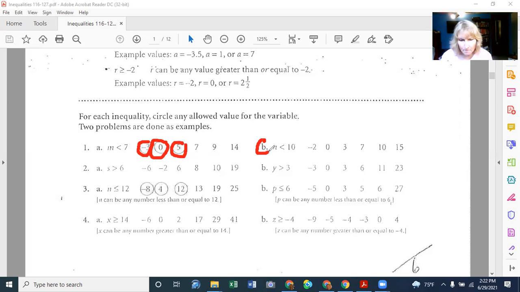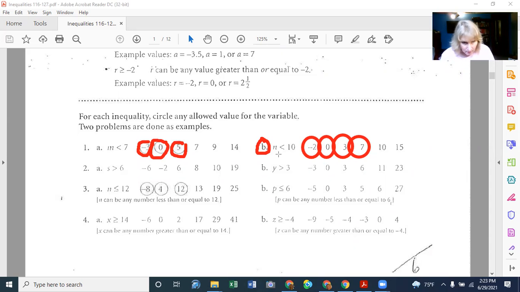Look at letter B here. We have N is less than 10. Again, the open mouth is eating the bigger number, the 10. So let's pick all the numbers that are less than 10. -2 would qualify. 0 is less than 10. 3 is less than 10. 7 is less than 10. 10 is not less than 10. It's equal to it, so we won't circle that. And 15 is greater than 10. So we would circle 4 in that row.